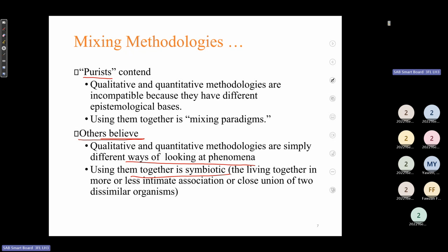So in fact, there's an approach, you don't need to know this, which is called the sequential explanatory approach, where we combine quantitative and qualitative together. It's a separate paradigm. Quantitative and qualitative together.